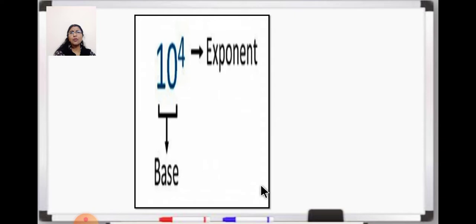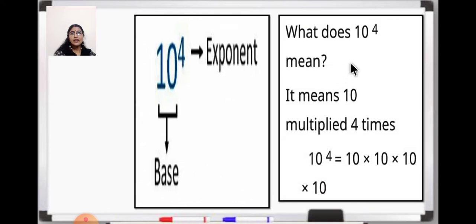So let us take a small example. This is a number given. You can see here this 10, and here you can see 4 is written. So this 10 is called the base, and this 4 is called the exponent. What does 10 to the power 4 mean? This is the power, and we are going to read it as 10 to the power 4.